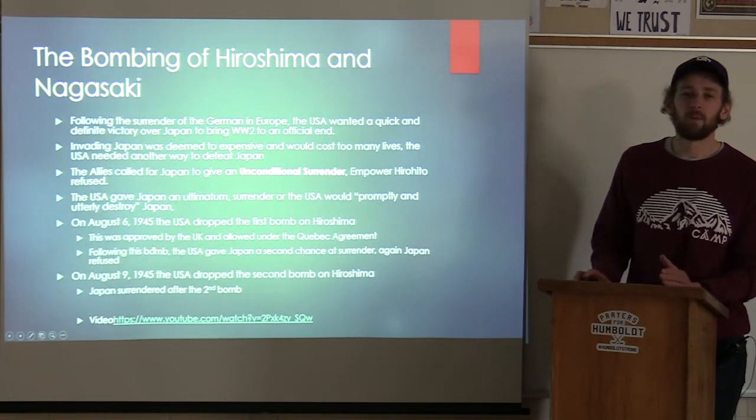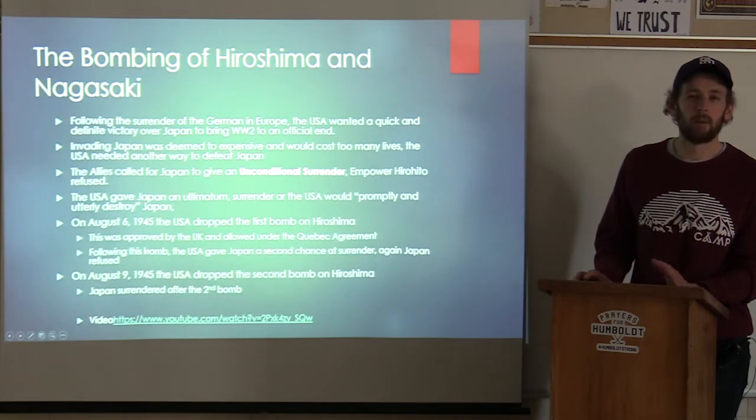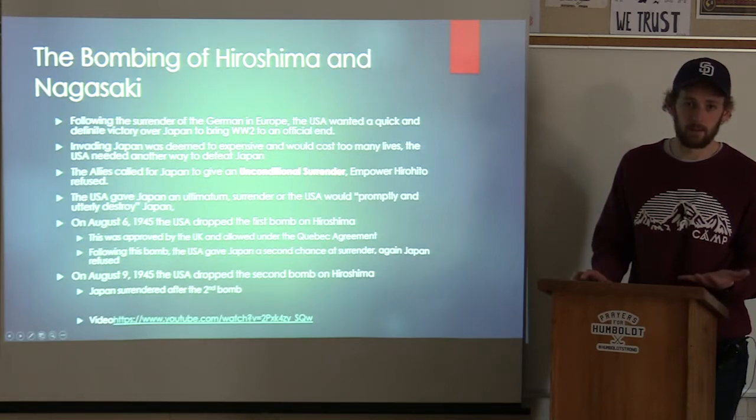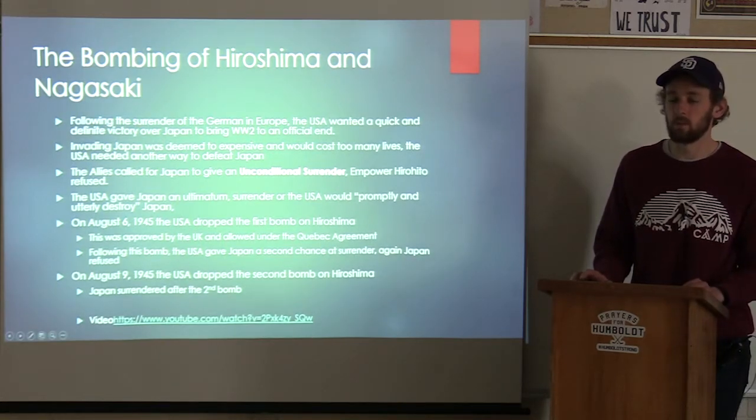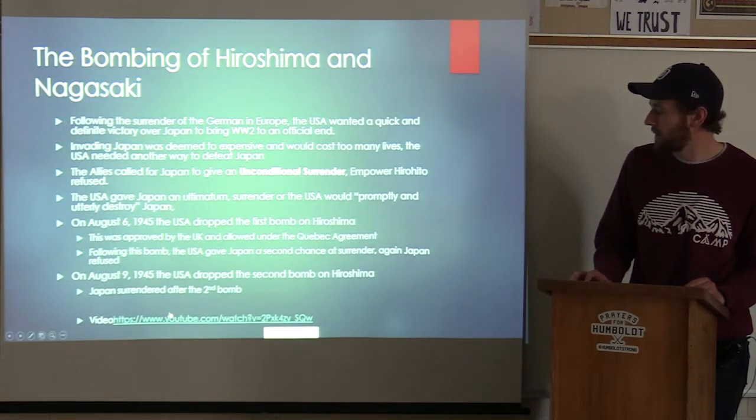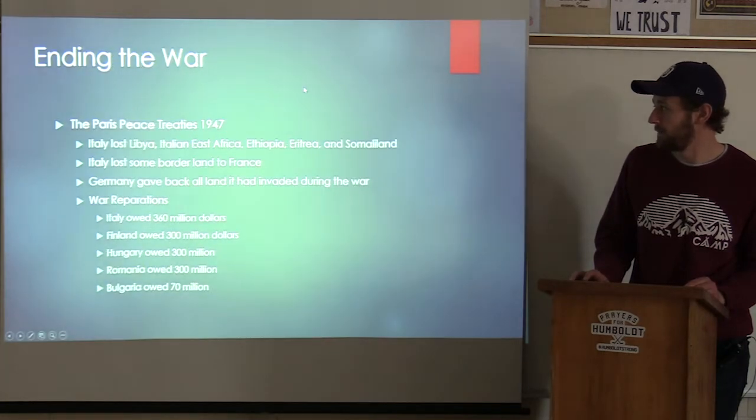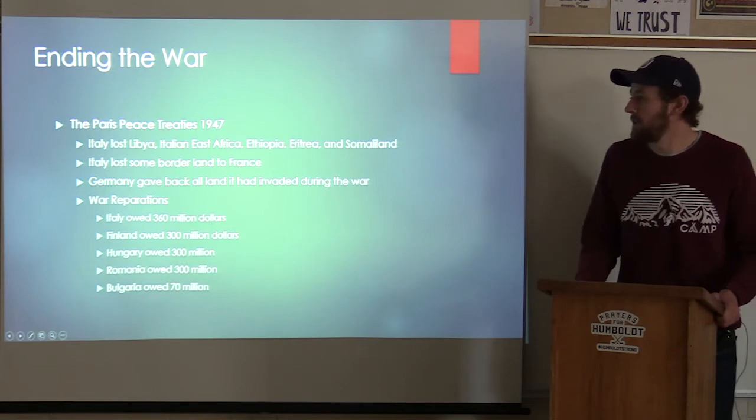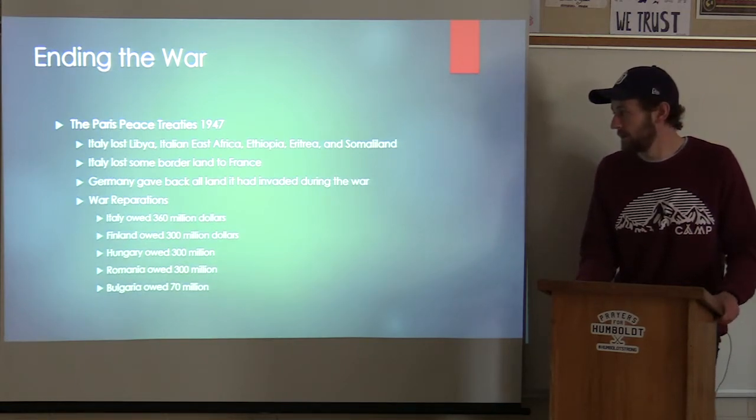Now, Japan surrenders immediately after the dropping of the second bomb. Unconditional surrender. The emperor and his commanders all surrender. Some of them commit seppuku, which is the honorable suicide for a samurai soldier. I probably said that term wrong, but I don't speak Japanese. If you want to see the actual video of these two bombs being dropped, it is linked here at the bottom of this slide. So the war ends officially with the Paris Peace Treaties in 1947.